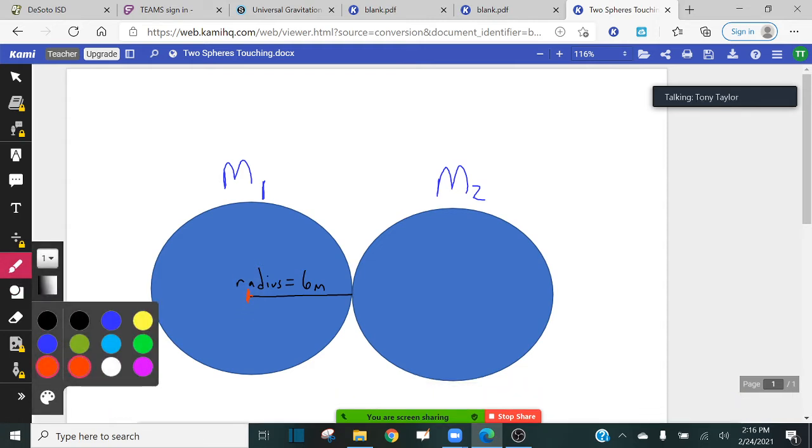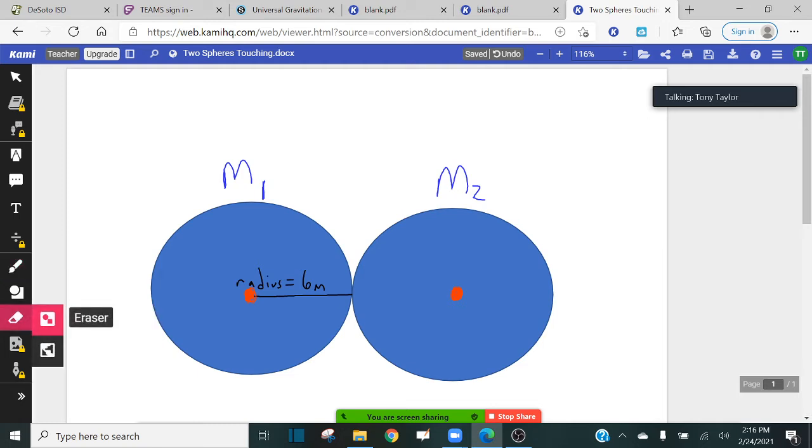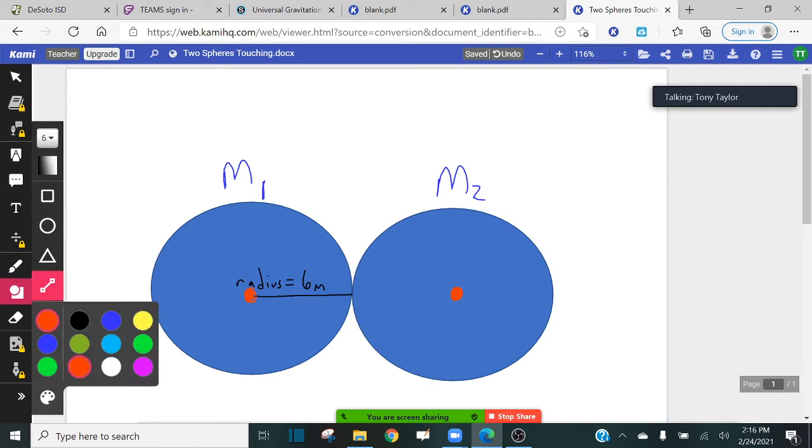This is the center of this sphere here. This is the center of this sphere here. R always represents the total distance between those two centers. So in other words, guys, if you want to know what is the distance between this point and this point, it's just 12. Does that make sense?